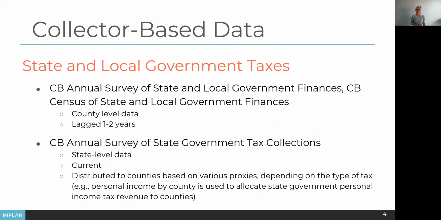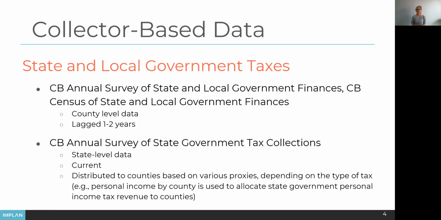And for state and local government tax receipts, we combine three main data sources. I'm going to talk about them briefly and then show you them in the table, how they're different and how we combine them. The first two all come from the Census Bureau, and they are related to state and local government finances. One is the survey that comes out annually, but because it's a survey, it is a sampling, so it doesn't cover all government units.